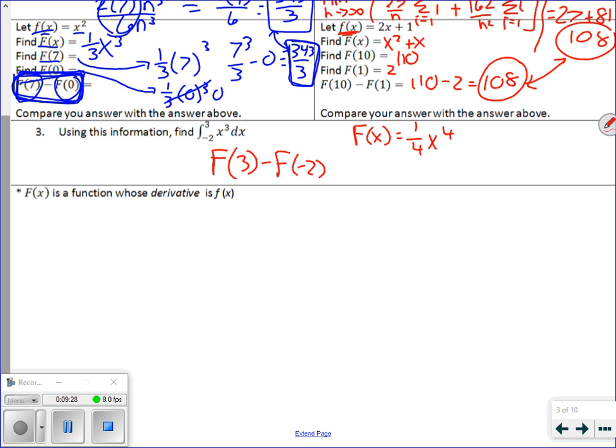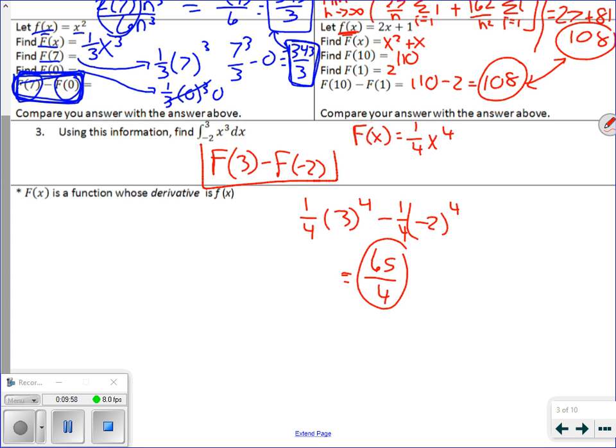To figure out the area underneath the curve, I'm going to plug 3 into that, and subtract plugging -2 into that. For the sake of time, this fraction ends up becoming 65 over 4, and that is a lot fewer steps than the actual area underneath the curve formula. And that's what FTC part 2 is: capital F of the upper bound minus capital F of the lower bound.